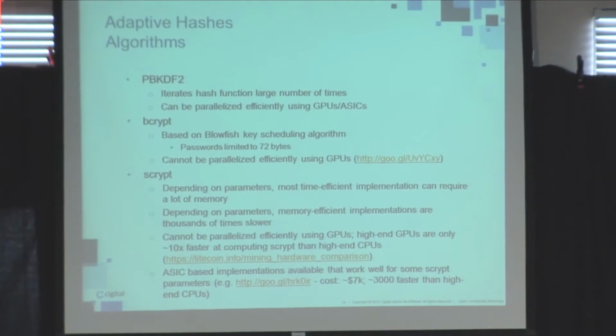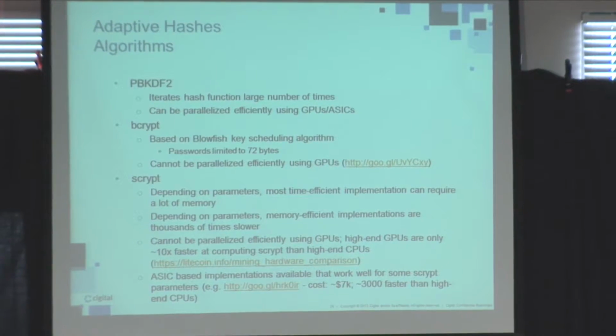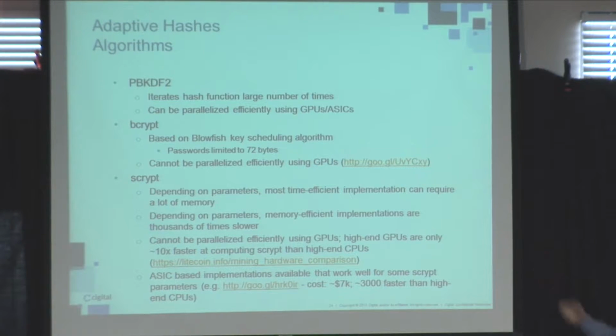In terms of algorithms, you might have heard of some of these, PBKDF2, bcrypt, and scrypt. In terms of complexity, it's increasing as you go down the list here. PBKDF2, it's sort of one of the first adaptive hashing functions. You can make it arbitrarily slow. However, just due to the nature of the algorithms, you can parallelize it pretty quickly using GPUs. bcrypt makes it a little bit harder. scrypt makes it even harder.